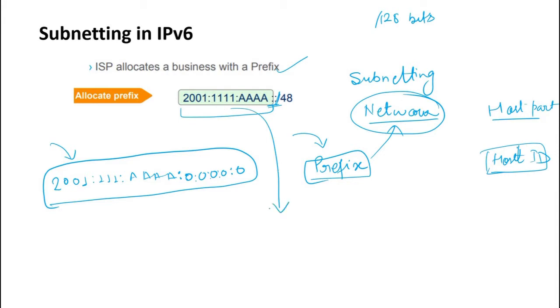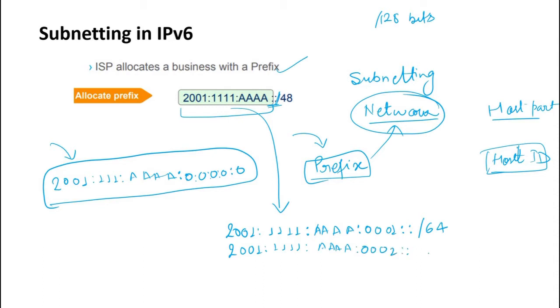If you want to divide this prefix into two subnets or two prefixes, how can we change it? We can borrow bits from the host part. So we can take it like this: 2001:11111:a001, and right now I'm going to put it as slash 64, right? If I take another prefix, I can write it like 111 AAA 002 double colon and slash 64. Obviously, we will get 2 to the power of 16 subnets if we move from 48 to 64. It is simple like IPv4 addressing.